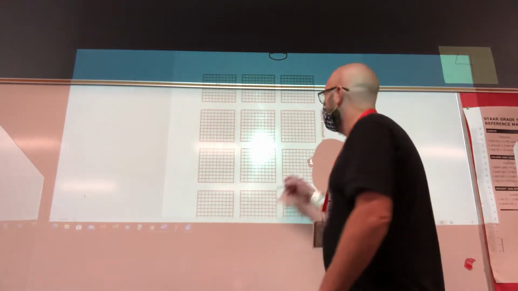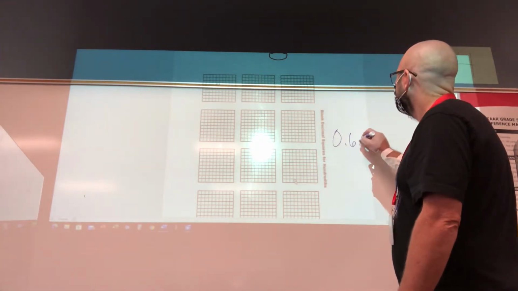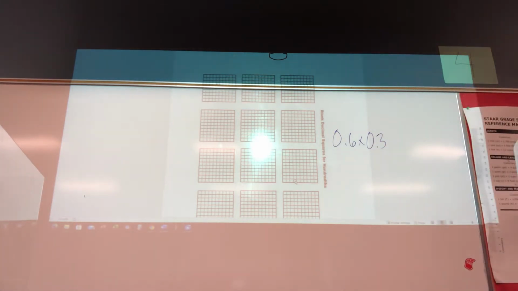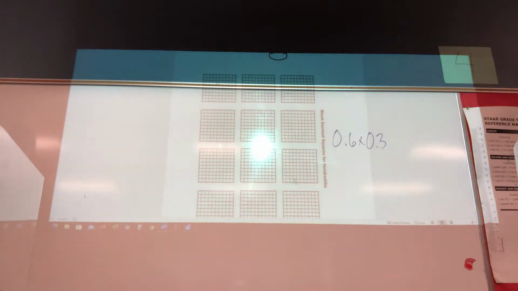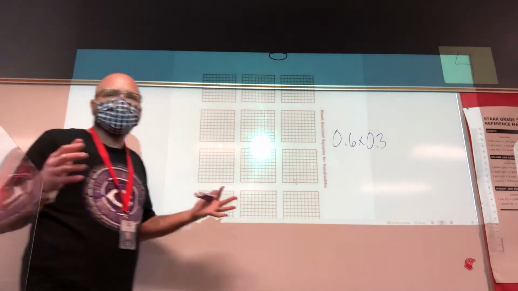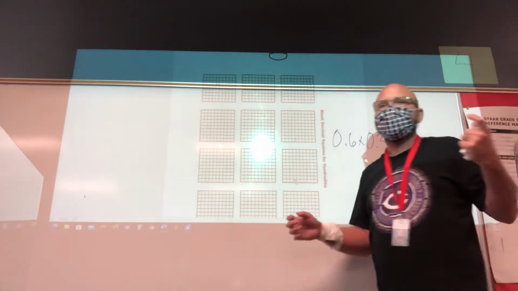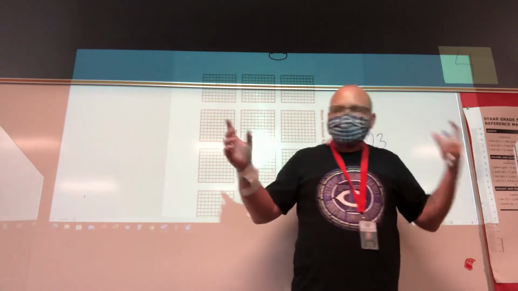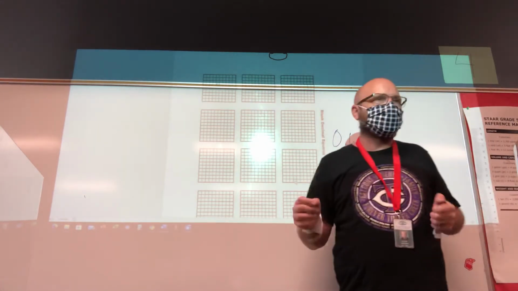We'll do 6/10 times 3/10. Now normally when you multiply, your product is bigger than your two factors, right? 7 times 8 is 56. 56 is bigger than both 7 and 8. So normally when you multiply, your product is bigger than your two factors. But that's not the case when we're multiplying by numbers less than 1.